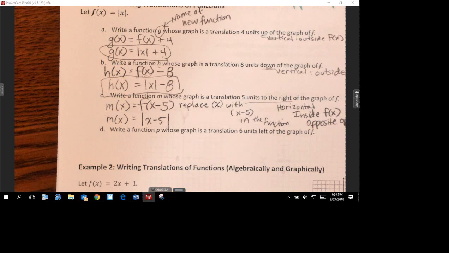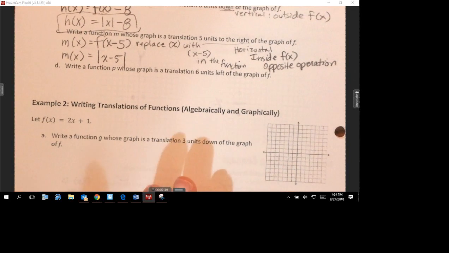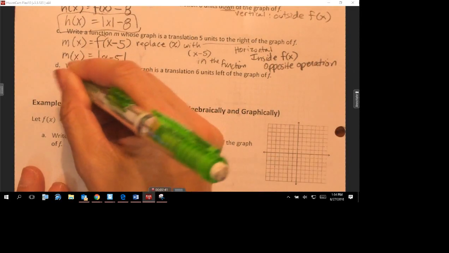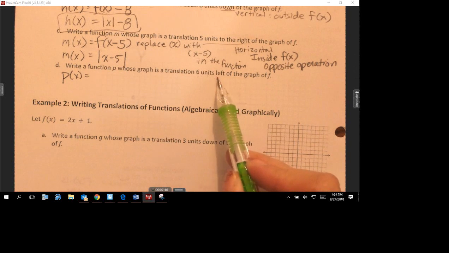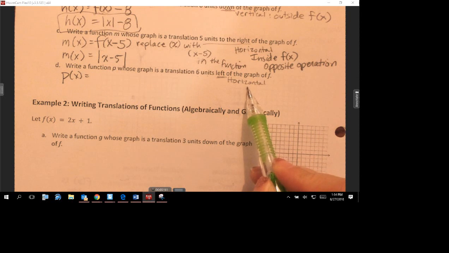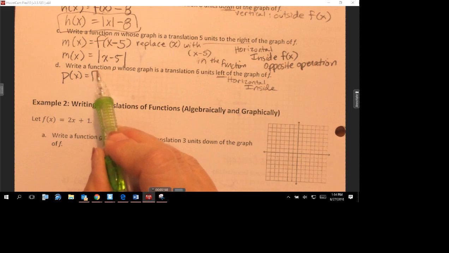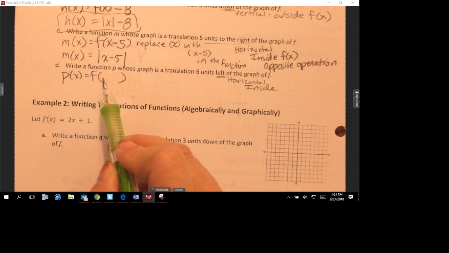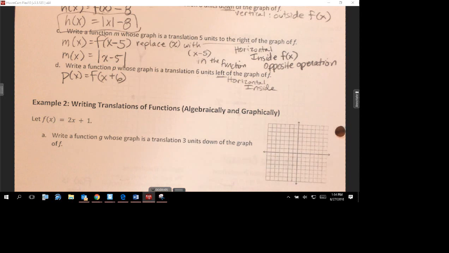Because wherever there was an x, I made it x minus 5. And then D, write a function p, so p of x, whose graph is the translation 6 units left, that's horizontal. So it means inside, which means we're going to do the opposite. So we'll do f of, it's going to be on the inside, this is going to be an x plus 6. Because it says left, I'm going to put plus 6.